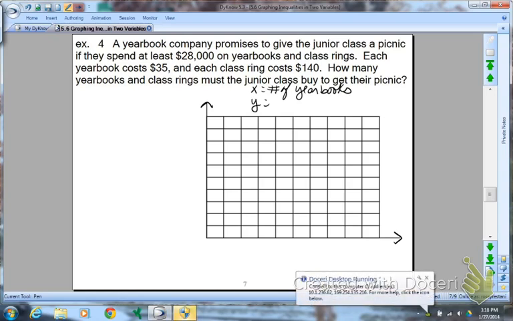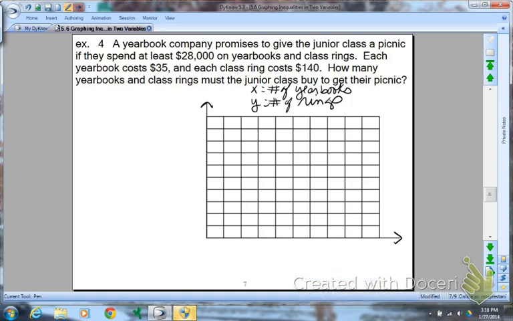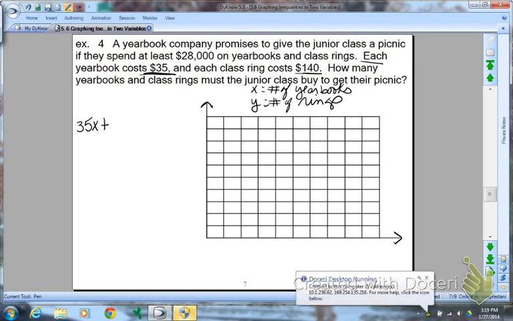And I'm going to let y be the number of class rings. You have to identify what each variable stands for. So right here, each yearbook costs $35. How many yearbooks did I buy? X. So that's going to be 35x. Plus, each ring costs 140. Do I know how many rings I buy? Y.